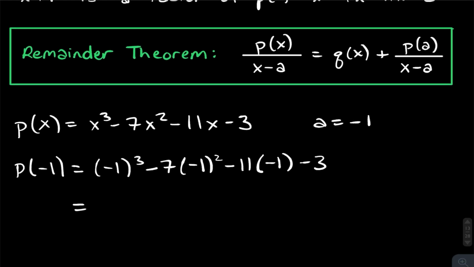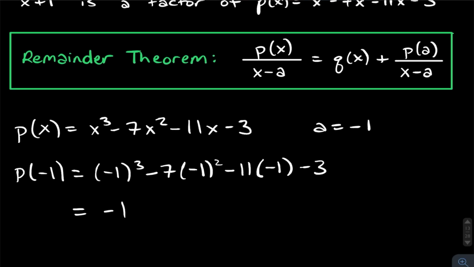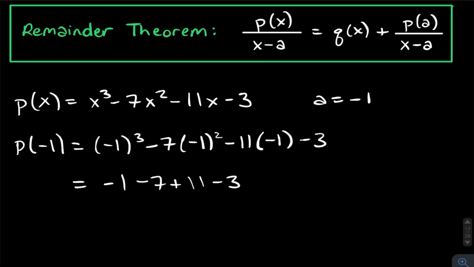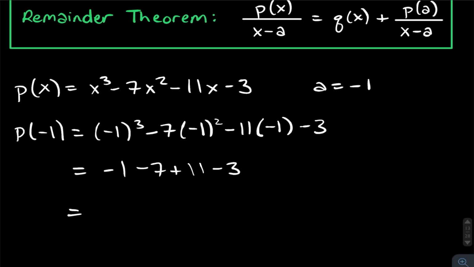And when we do that, we get a -1, plus, no, it'll be -7, right? We have a -7 times -1 squared, that's 1. And so -7 is the answer for that part. And then -11 times -1 is 11, and then we get a -3. Okay, and so just combining all that, -1 minus 7 is -8, minus 3 is -11, plus 11 is going to give us 0.